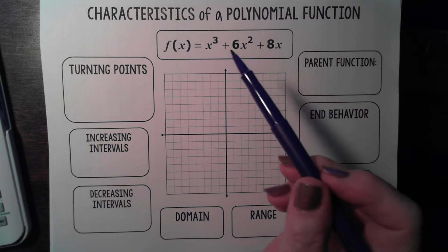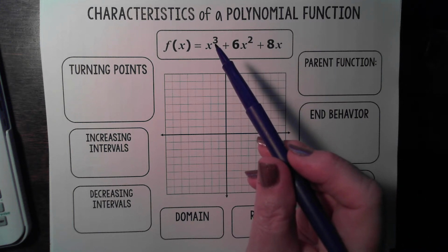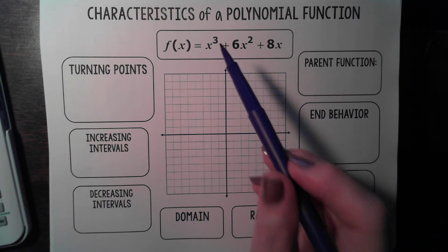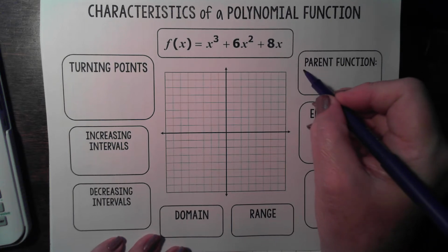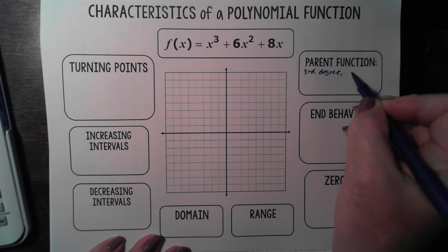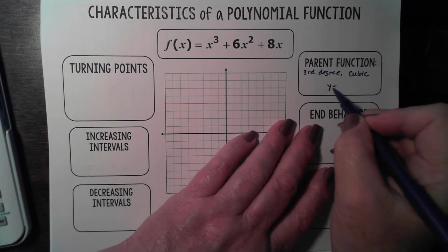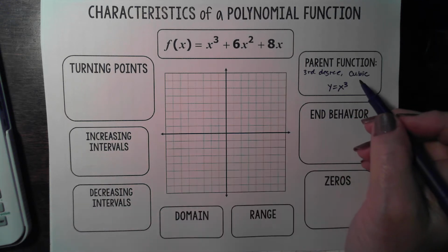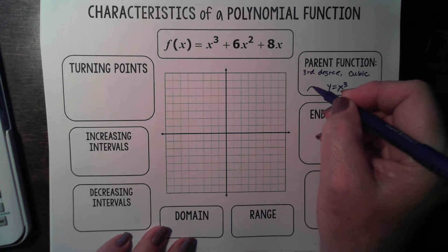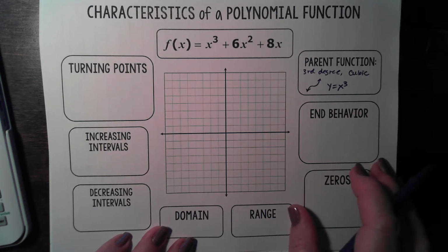So first of all, let's look at this as a parent function. This is a cubic. We can see that it's a 3rd degree polynomial. It happens to be a trinomial, 3 terms, but it's cubic. So the parent function, we say this is 3rd degree, meaning cubic. The parent function can be seen as y equals x cubed. And so it's some kind of transformation of that function, which has a general idea of this S curve. So that's the parent function.